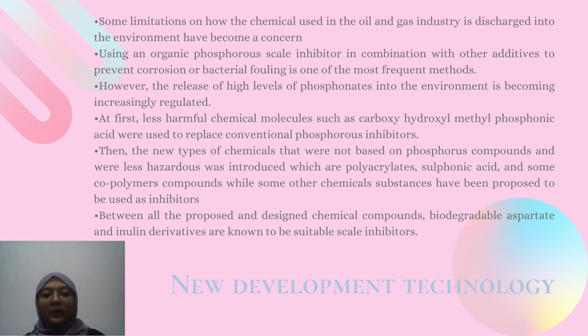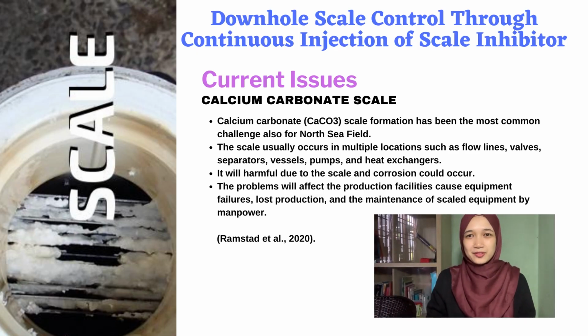Then, new types of chemicals that were not based on phosphorus compounds and were less hazardous were introduced, which are polyacrylates, sulfonic acid, and some copolymer compounds, while some other chemical substances have been proposed to be used as inhibitors. Among all the proposed and designed chemical compounds, biodegradable aspartate and inulin derivatives are known to be suitable scale inhibitors. So I am Nurul Ain binti Izzaudin.